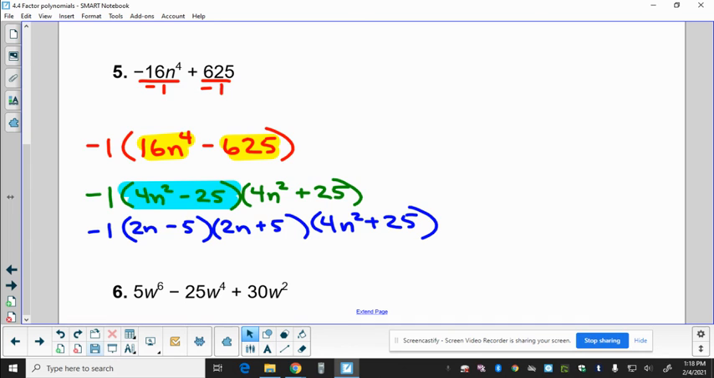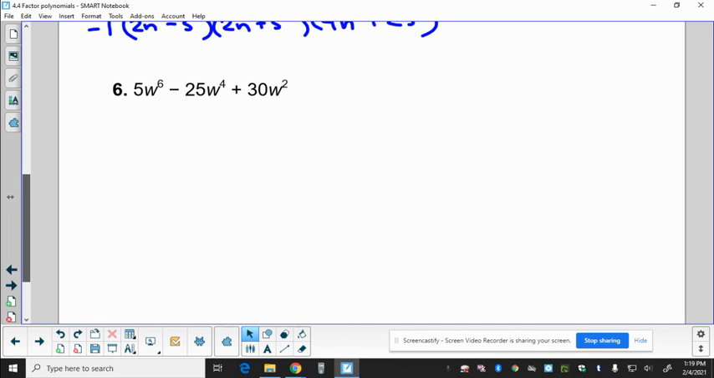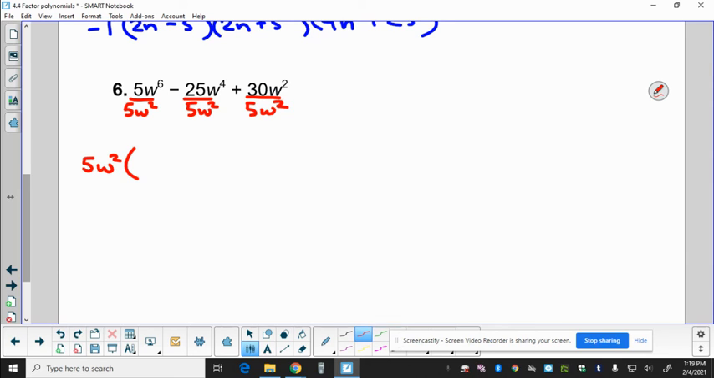Looks like we got another problem down here. Let's think about number 6. Any ideas out there? Greatest common factor. I think we've got one that we can take out of here. I think it would be a 5 and a w squared. What do you think? Let's take that out front as the greatest common factor. Let's do a little division. So let's see, that would be w to the 4th minus 5w squared plus 6.